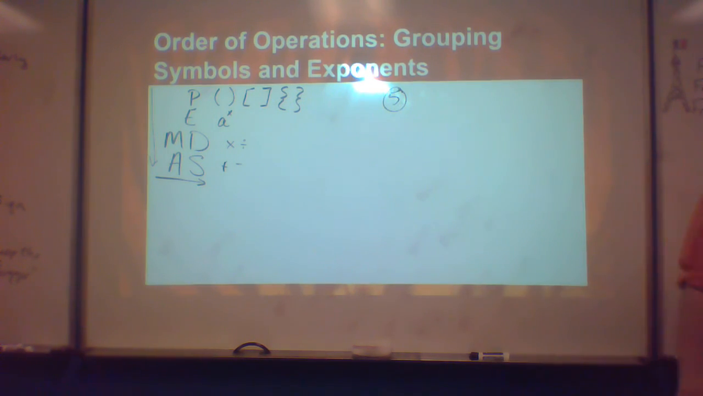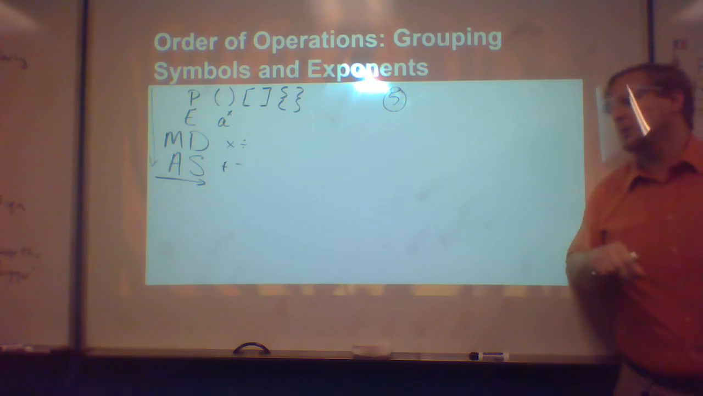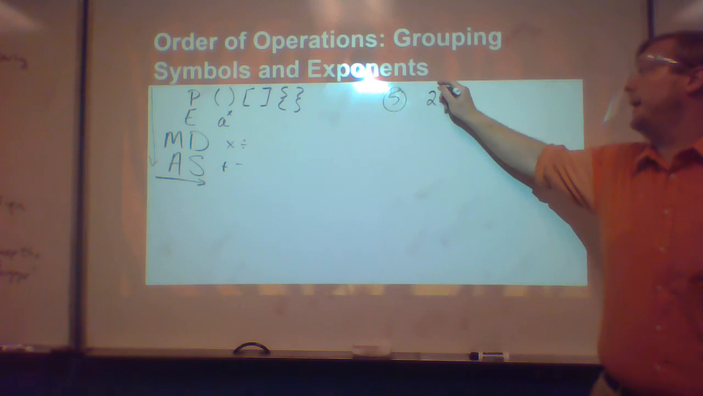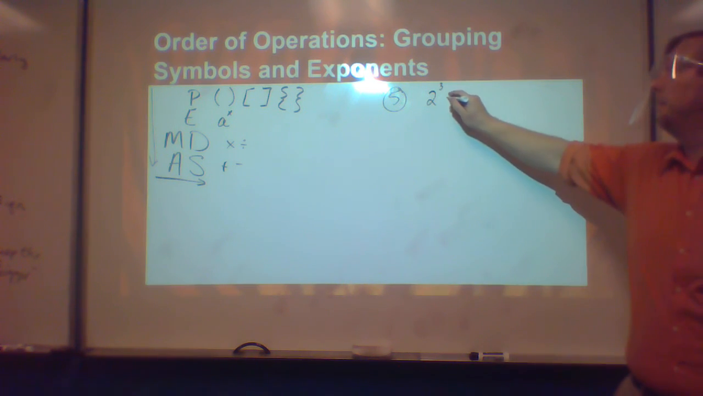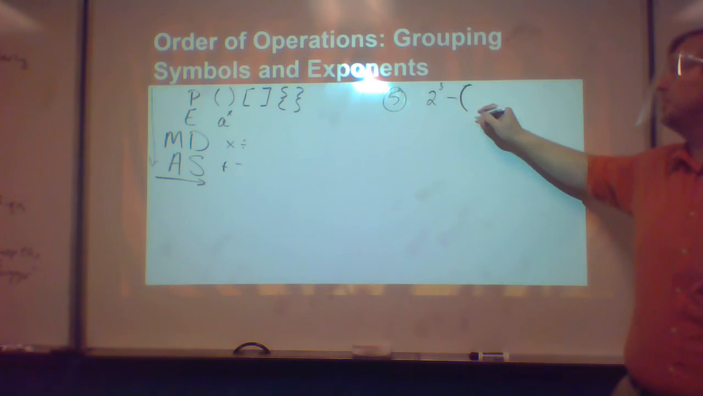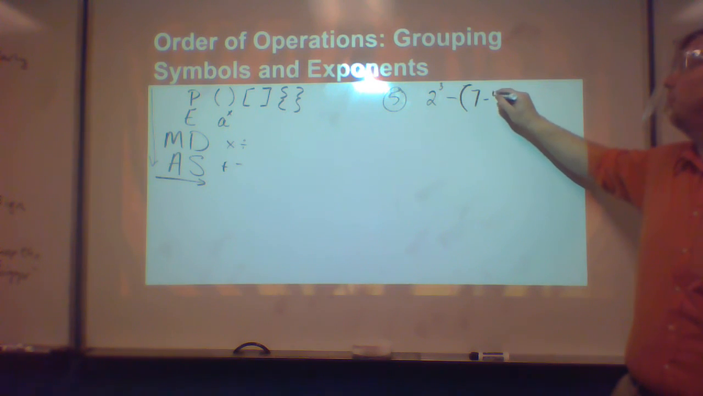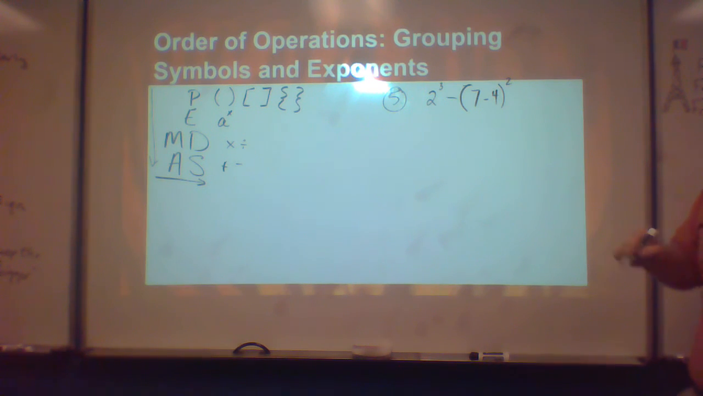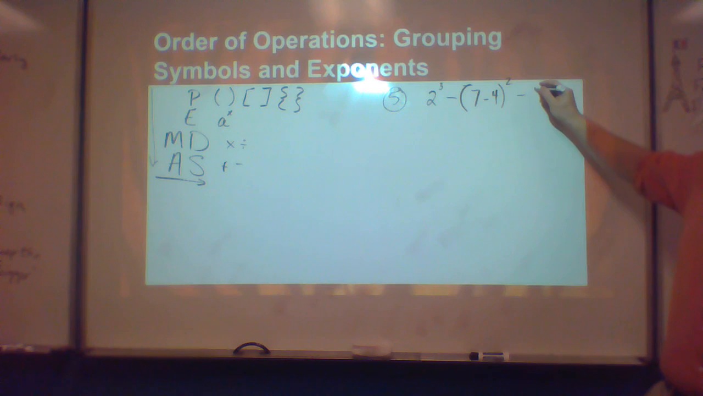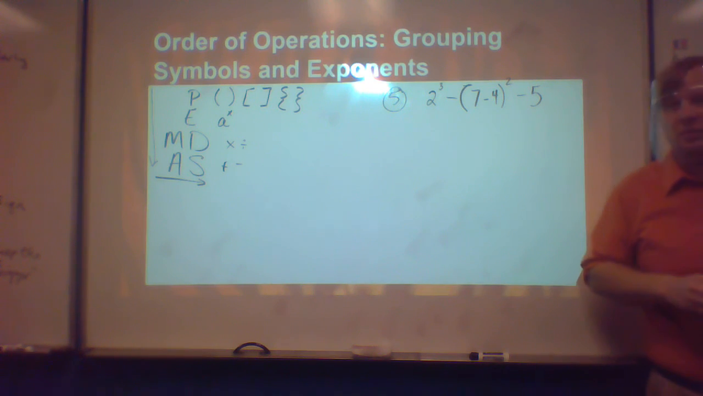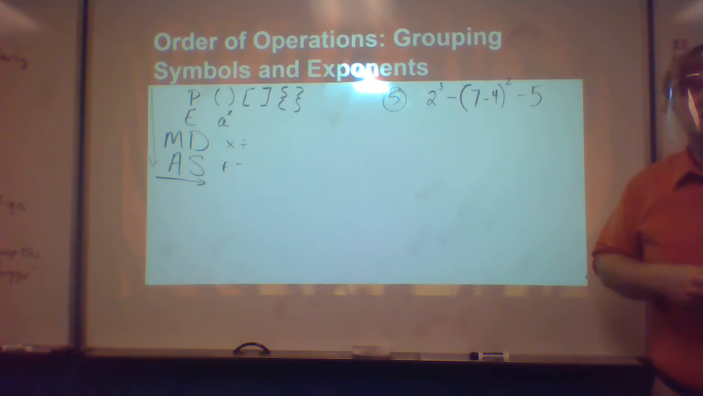On number 5, we're going to bring it all together. We're going to have integers, grouping symbols, squares, and cubes. So let's do 2 to the power of 3 minus, let's go parentheses, 7 minus 4 end parentheses squared minus 5. Now, I didn't make this one super hard, just enough so you can see how it all works.